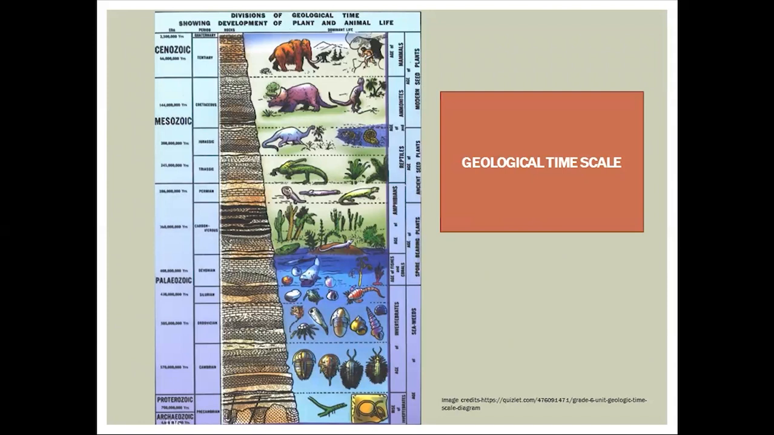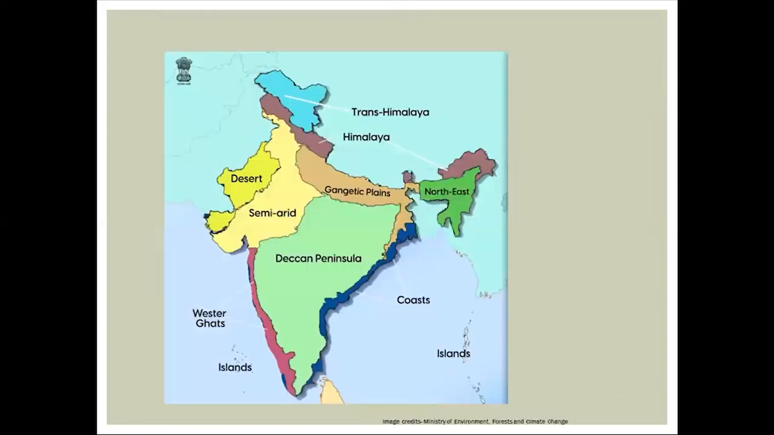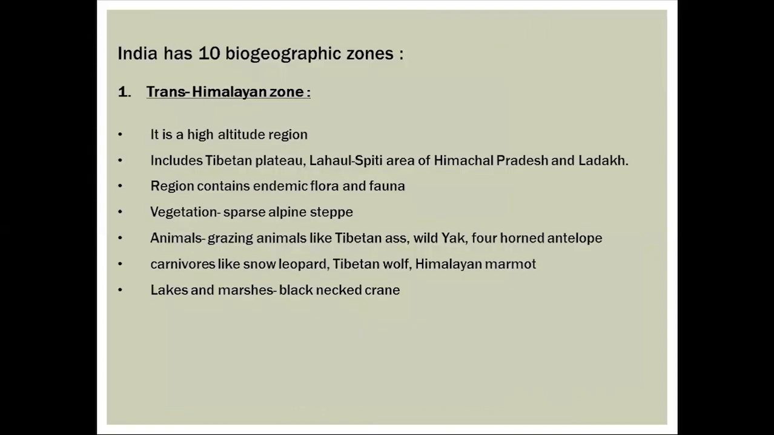Then we have discussed the geological timescale, that the different layers of rocks contain fossils of different species, according to which the events in the Earth's history were classified. And a rough timeline has been established wherein the species that were dominant at a particular time are known today. Then we have seen the biogeographic zones of India, that there are a total of 10 biogeographic zones, and today we have discussed the Trans-Himalayan zone and the Himalayan zone.